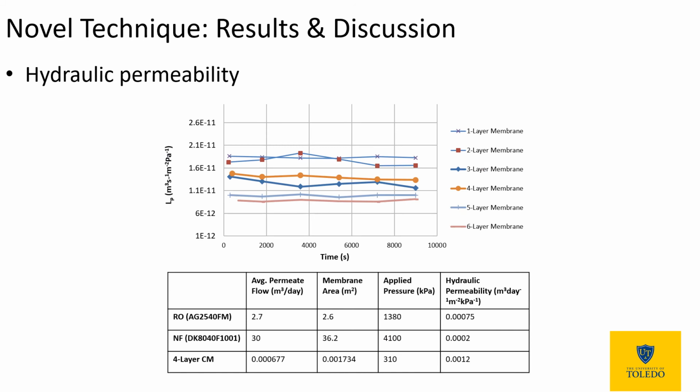What's shown here is the hydraulic permeability of the membrane as a function of time for a 1-layer membrane up to a 6-layer membrane. What we see is that all the membranes remain relatively stable in terms of their hydraulic permeability. The table down here at the bottom compares the hydraulic permeability of the 4-layer membrane to that of a nanofiltration and RO membrane. You can see that the hydraulic permeabilities of these membranes are significantly higher, up to a factor of 10.